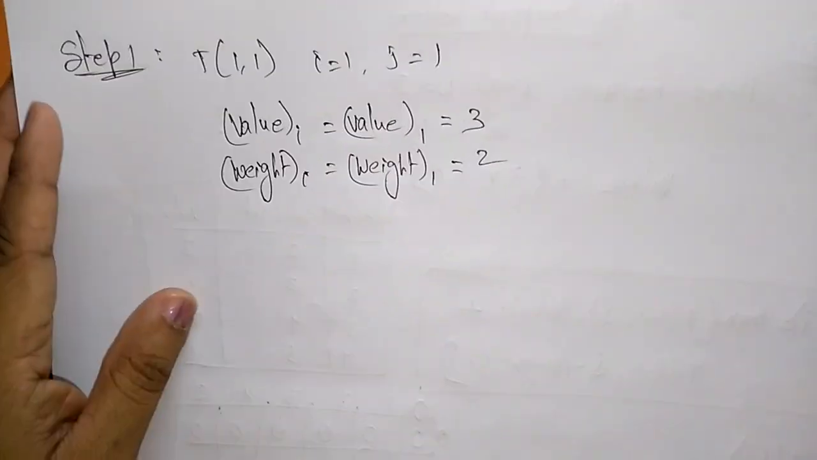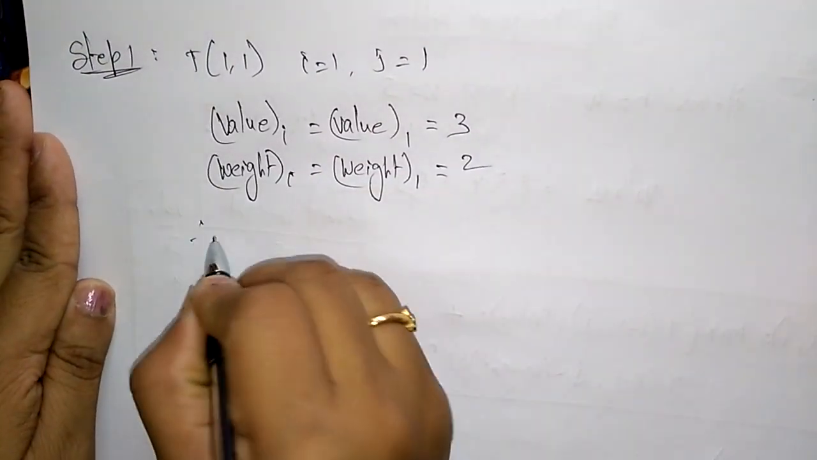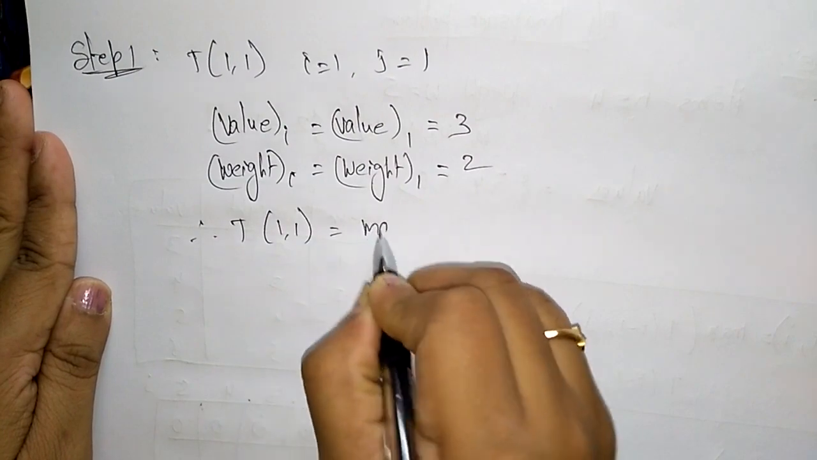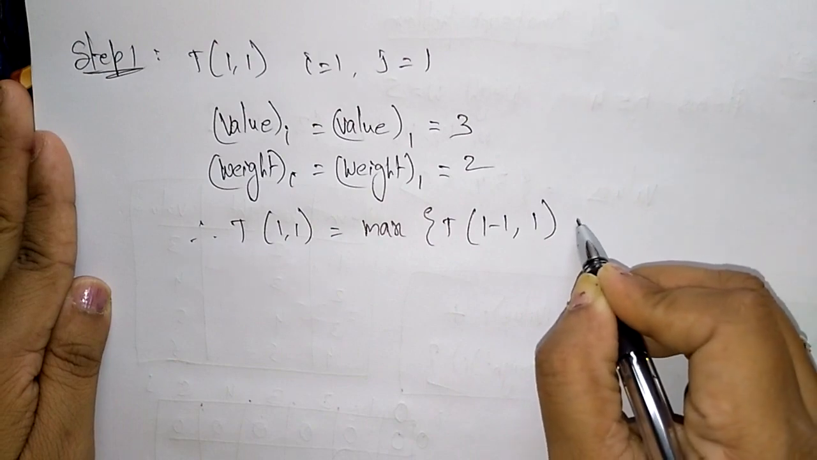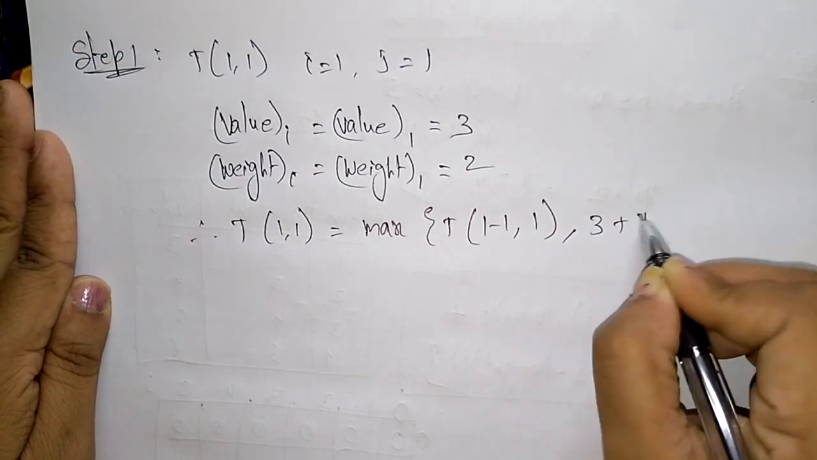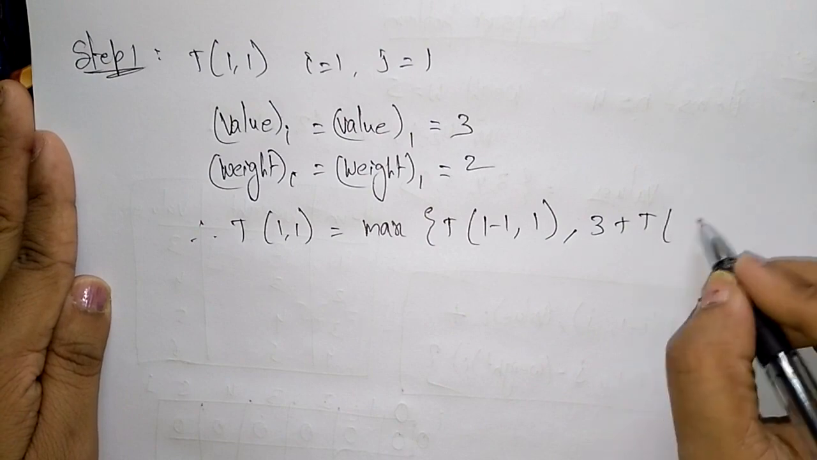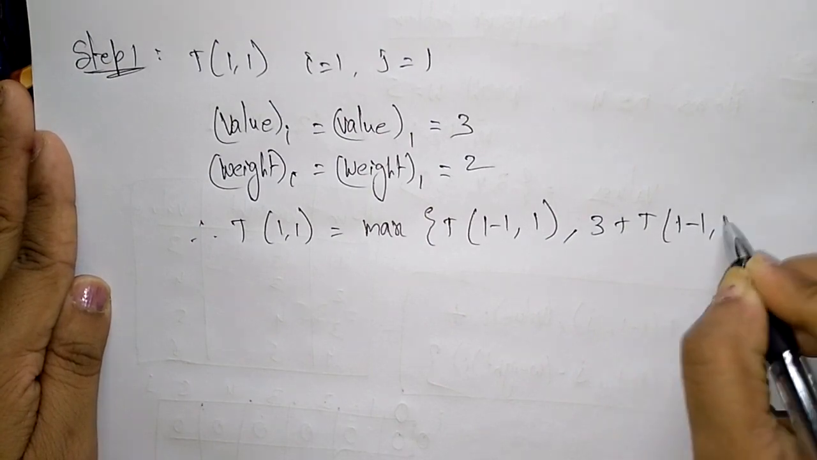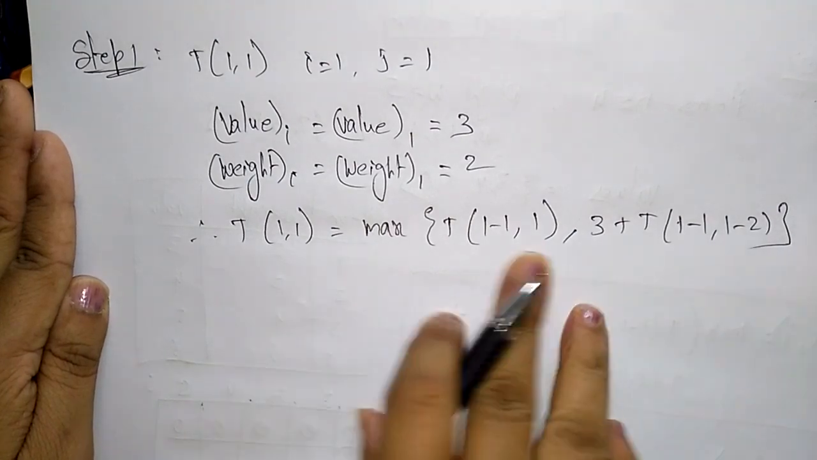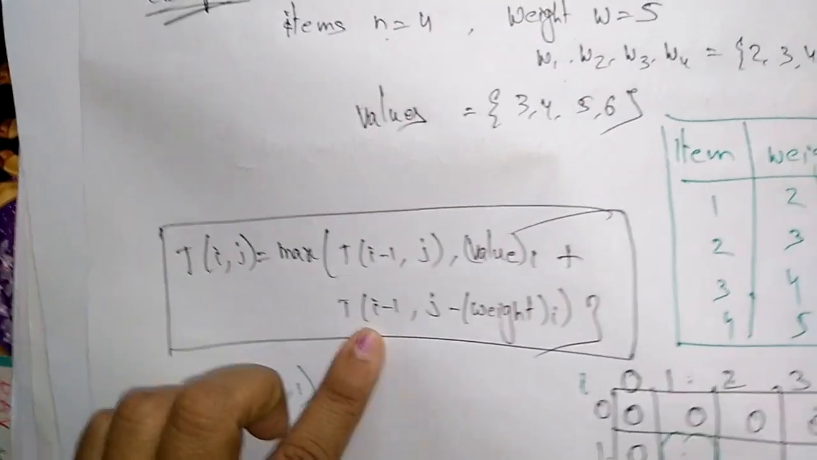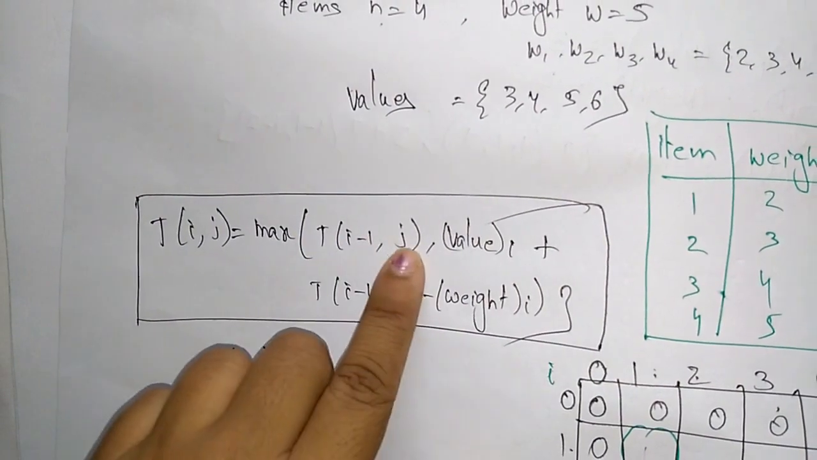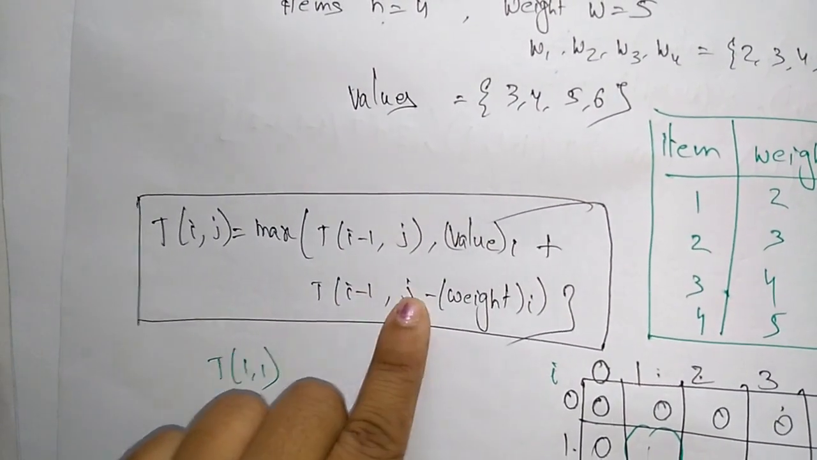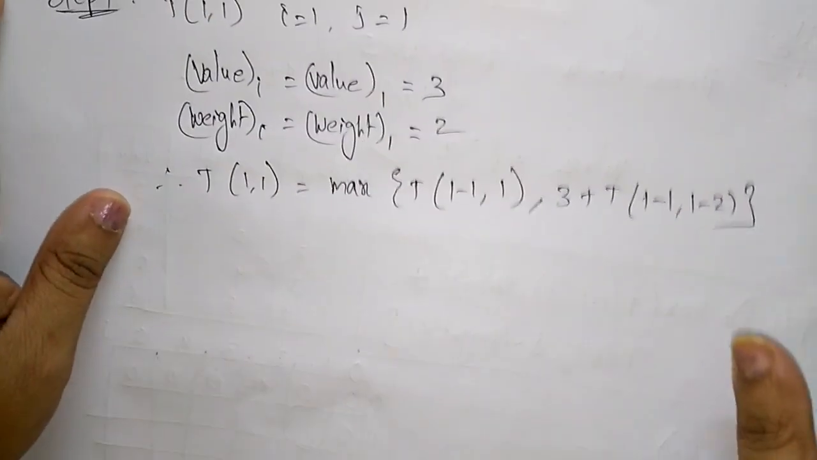Now substitute these values in the formula, so that we get T of 1 comma 1 is equal to maximum of T of 1 minus 1 comma 1, comma 3 plus T of 1 minus 1 comma 1 minus 2. So I substituted the values into the formula that I gave for calculating the knapsack problem: value of i, weight of i, where i is 1 and j is 1. So we'll get like this.